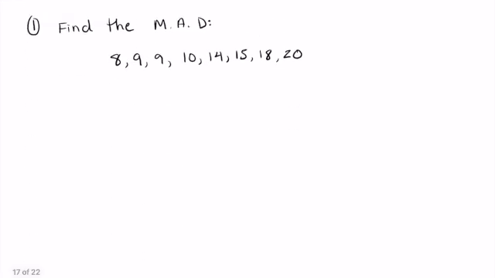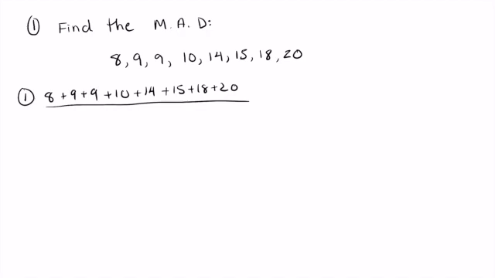So find the mean absolute deviation of this data set here. Well, again, step 1, find the mean. How do I find the mean? I take every number and I add them up. So 8 plus 9 plus 9 plus 10 plus 14 plus 15 plus 18 plus 20. And then I divide that by however many numbers we have. So we have 1, 2, 3, 4, 5, 6, 7, 8. So I'm going to divide this by 8.